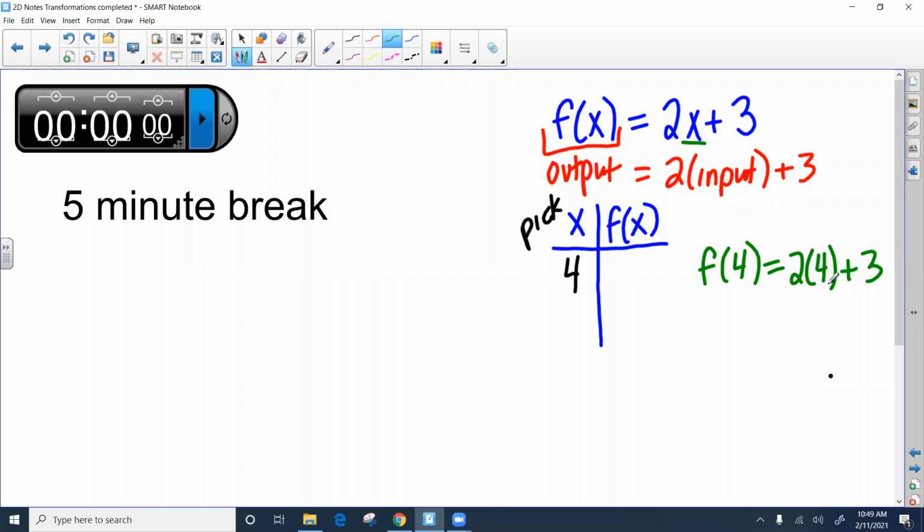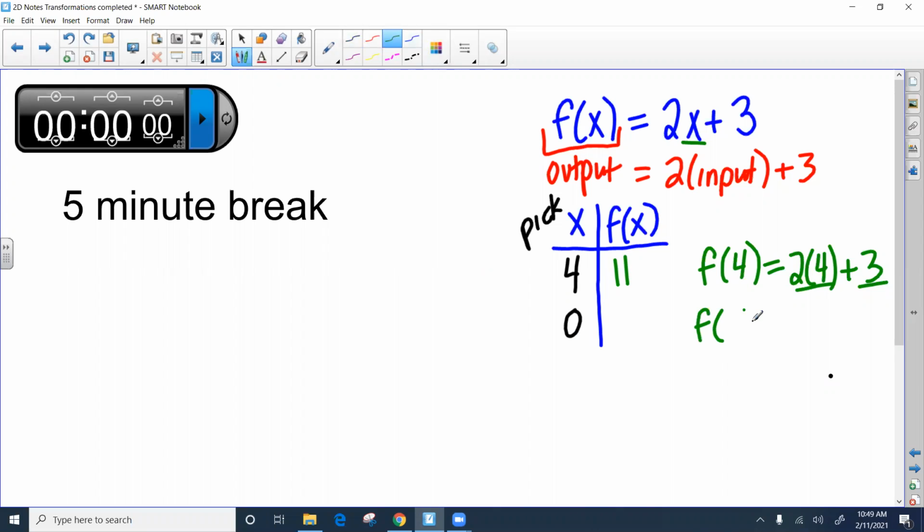And then I would simplify. 2 times 4 is 8 plus 3 is 11. So when the input is 4, the output is 11. And I can do that with any number. So say I want to pick a 0 to plug in.